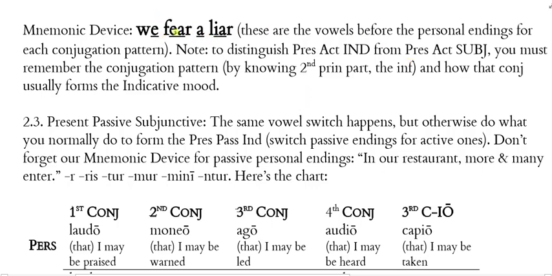We fear a liar. I love this. I was really appreciative of the Wheelock suggestion that for this type of mnemonic device, what we're seeing is these are the vowels that come before the personal endings in the subjunctive. First conjugation, second conjugation, third conjugation, and then fourth conjugation and third eo conjugation. These are going to use E, respectively, EA, A, or IA. All right? Let me go back here.